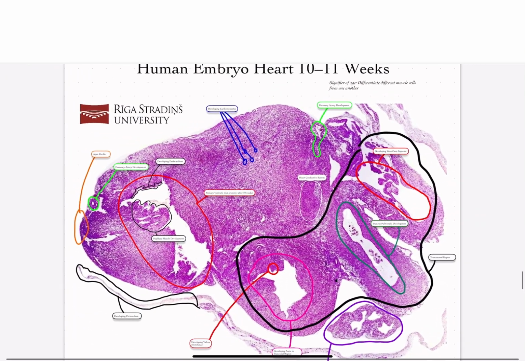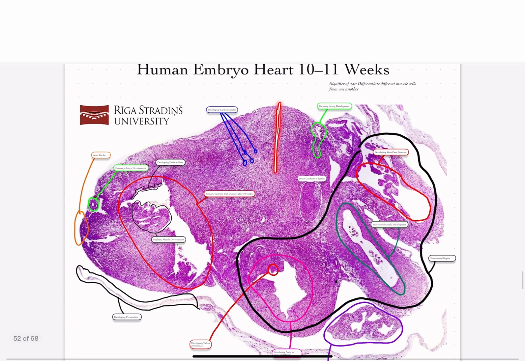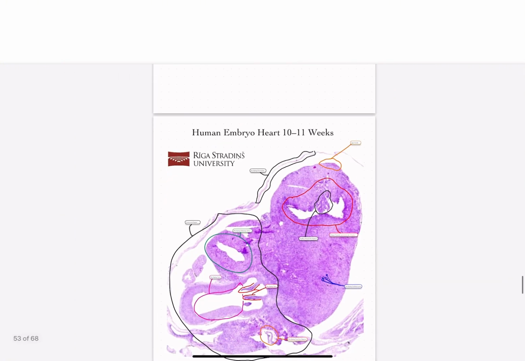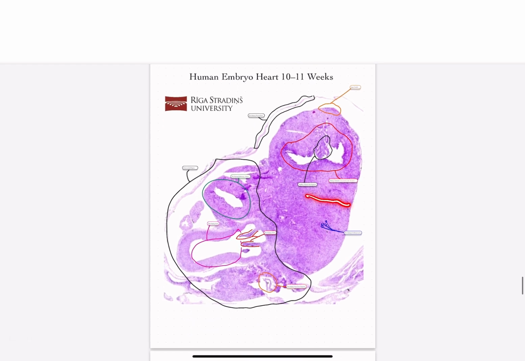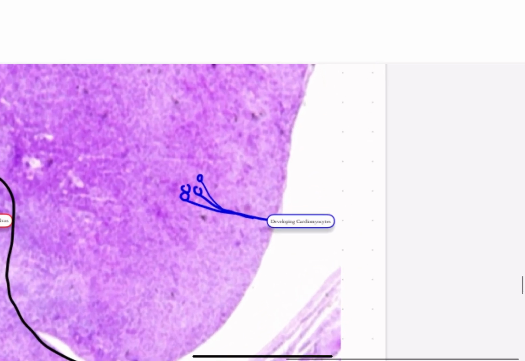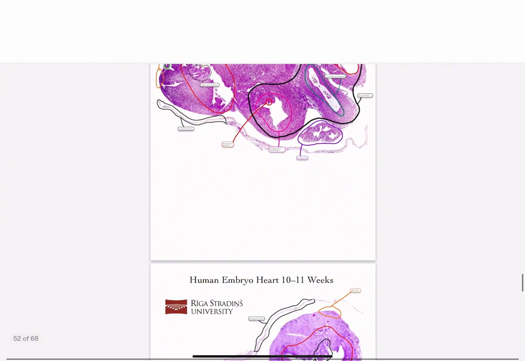You can see it here. I didn't write in the myocardium, but if they ask you about a section like this, that would be the myocardium. And then if they ask you about a specific cell, that would be the cardiomyocytes. Okay, same thing here. A section, that would be the myocardium, and then the cells would be the developing cardiomyocytes.